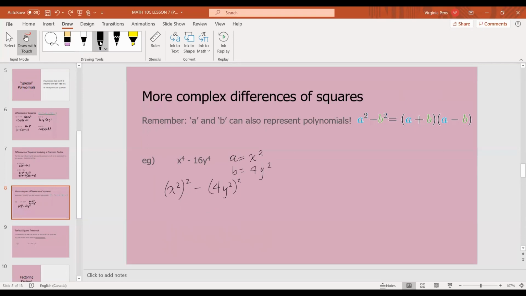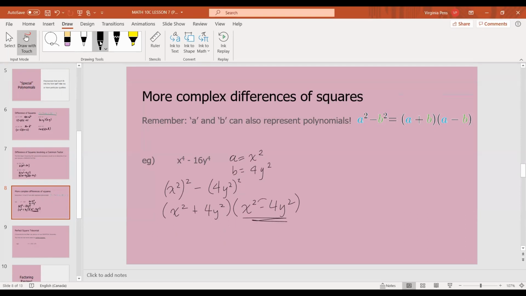So over here, let's factor this first. The first step is just following this form. We have A, which is x squared, plus B, which is 4y squared, times x squared minus 4y squared. Now, are we done? Well, don't get too hasty, because this term can't be factored any further. It has a plus sign, so we can't break this down anymore.